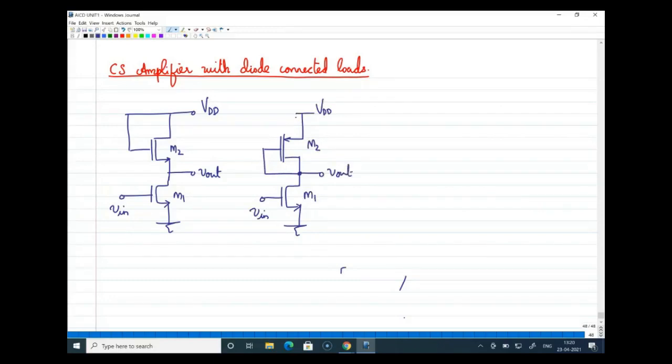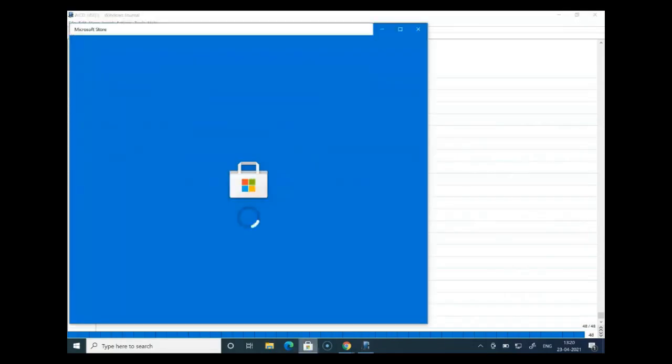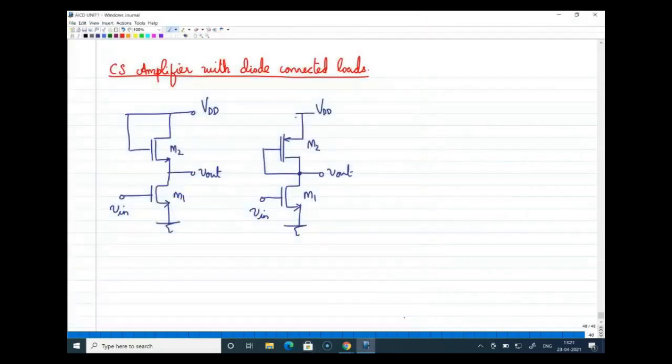So both are CS amplifier with the diode connected load. One is an NMOS diode connected, one is a PMOS diode connected. But both amplifiers are using input device as NMOS only, right? So this is input device, this is input device, both are NMOS. So these are NMOS input and diode connected load, right?